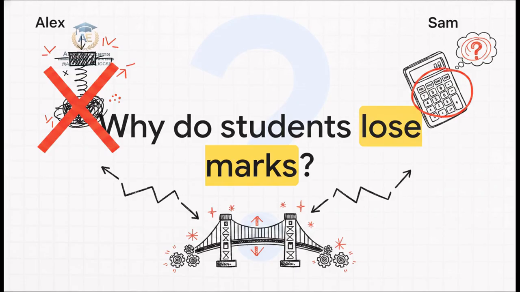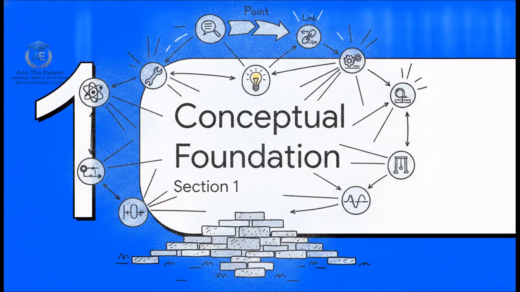When Sam rushes, she calculates the numerical value for the extension, but completely forgets to interpret what that number actually means in the context of the physical system provided in the exam paper. So, we are going to fix that structural gap right now. We're going to build a completely bulletproof approach to these multi-stage questions. Section 1. The conceptual foundation.